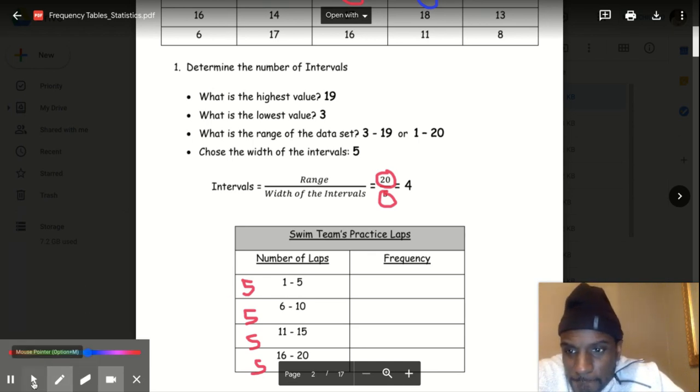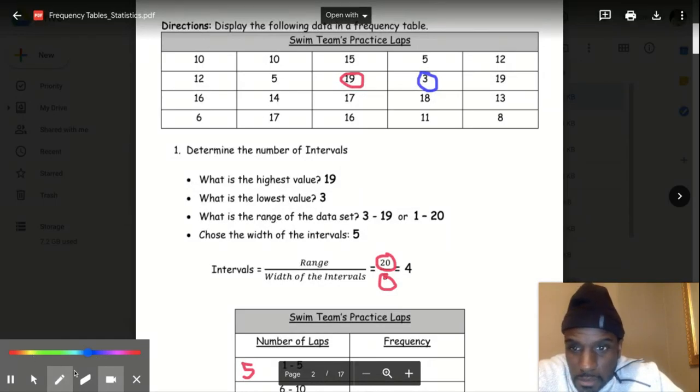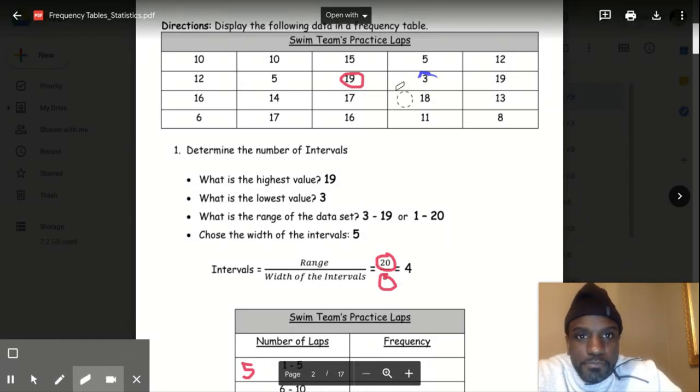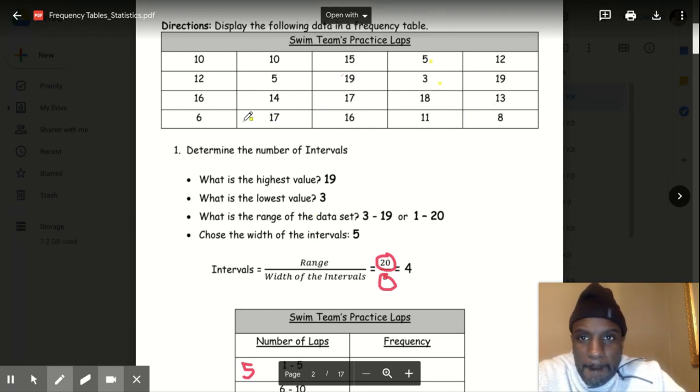Let's go back up here and look at this. 1 to 5. I'm going to use yellow. Let me go ahead and erase some of this. I'm going to do this in yellow to see how many I have that did 1 to 5. 1, 2, 3. If you see any more, let me know if I skip one, but you can't. So I count 3. I'm going to put right here in yellow 3. I have 3 people that swam 1 to 5 laps.